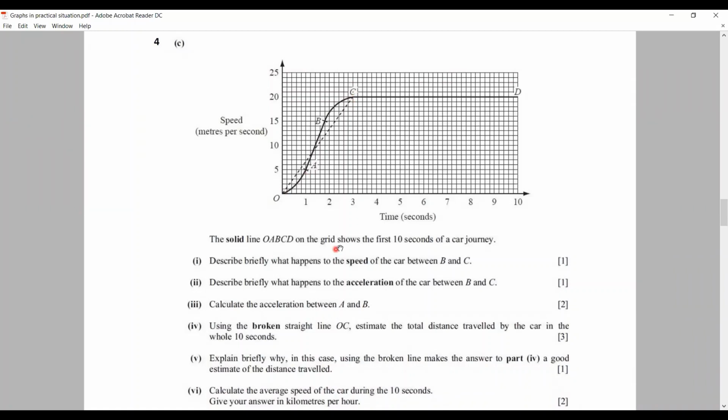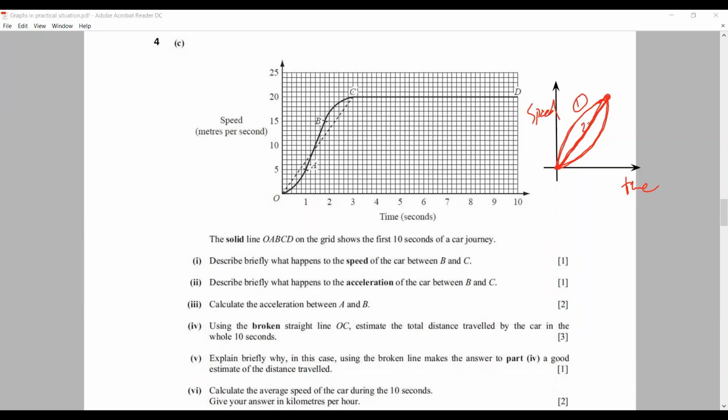The solid line on the grid shows the first 10 seconds of a car journey. Describe briefly what happens to the speed of the car between B and C. Okay, there is something you need to know. If this is a speed versus time graph, and we're traveling between 2 points, you can either have a straight line, or you can go like that, or like that. So concaving up, or concaving down, or just a straight line connecting the two dots.